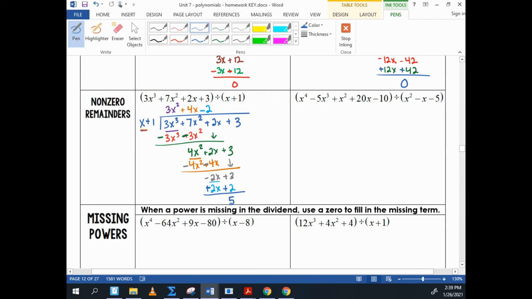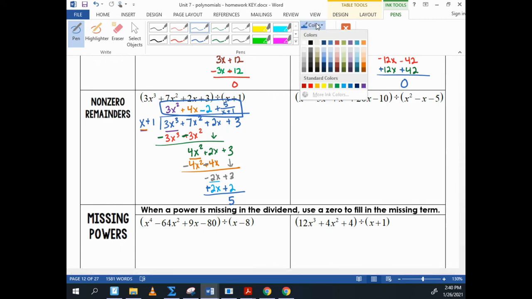So with this remainder, again, we don't want to just write remainder 5. You're going to write it as a fraction. The 5 is positive, so we could put a positive, and then that 5 goes in the numerator. The denominator is your divisor, this x plus 1 right there. And that is your final answer. Not too bad, right? All right, let's try this next example.